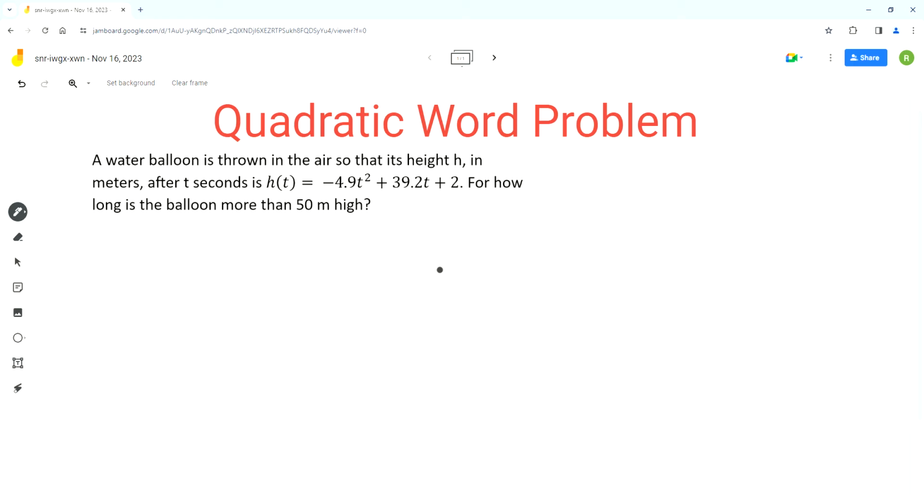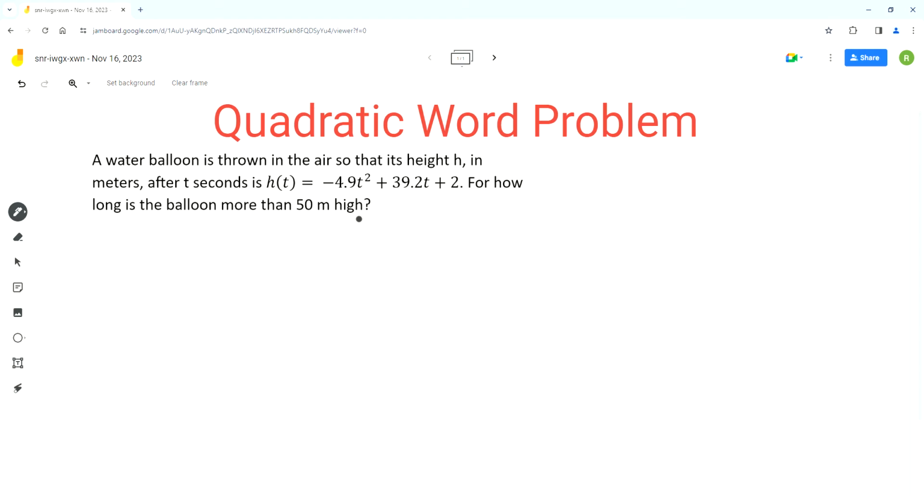So in this video, we'll solve this quadratic word problem. As per the problem, a water balloon is thrown in the air so that its height h in meters after t seconds is h at t equals negative 4.9 t squared plus 39.2 t plus 2. And we have to find for how long the balloon is more than 50 meters high.